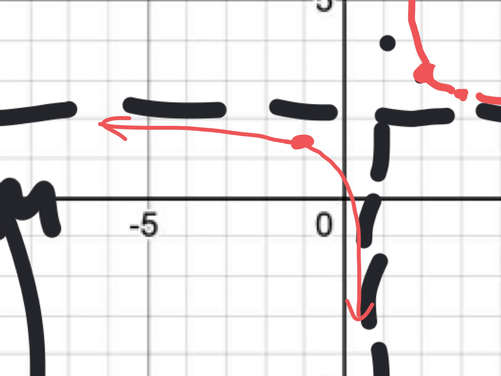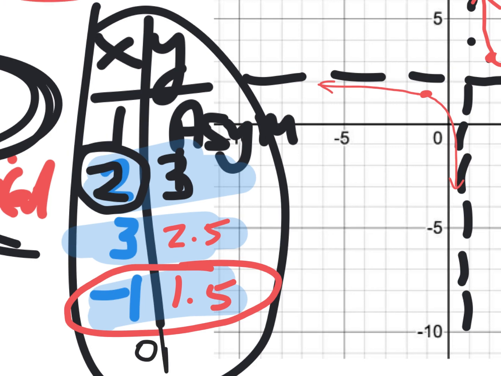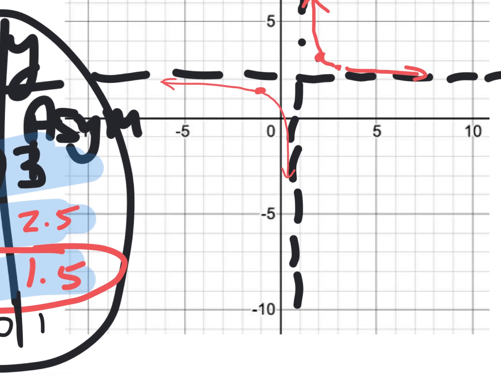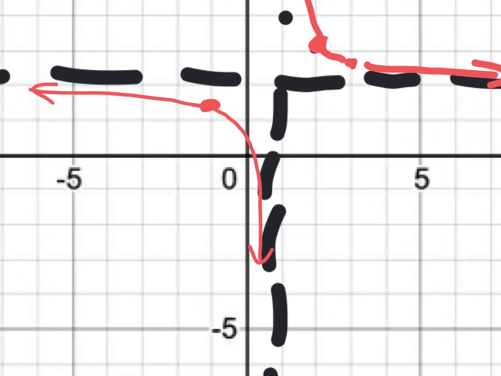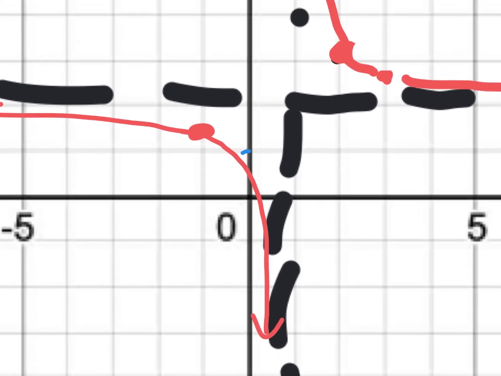I did 0. And when you got 0 plugged in, what did you get? I got 1. 0, 1 would have been a great point to graph. 0, 1 would have been right there. I missed it, but I was really close to it. Okay, so there's what your final graph looks like.